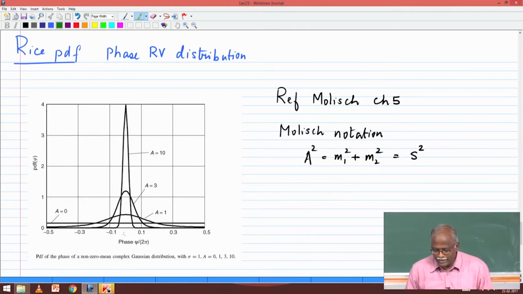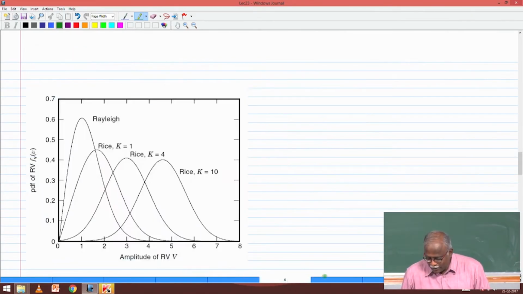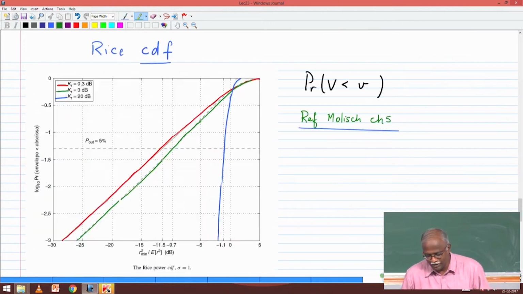Now, let me go back to this expression. What's the value of K that gives me Rayleigh? K equal to 0. What gives me AWGN? K equal to infinity. So A equal to infinity, meaning K equal to infinity, will be more or less like a straight line. The fluctuations of the Rayleigh distribution are no longer there.